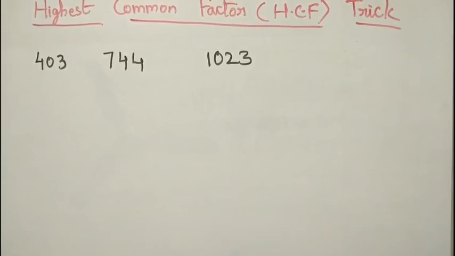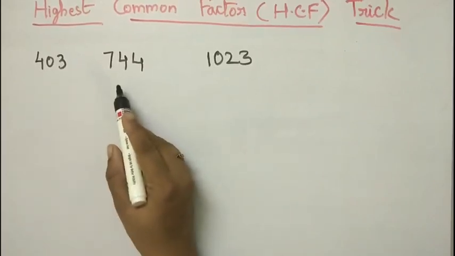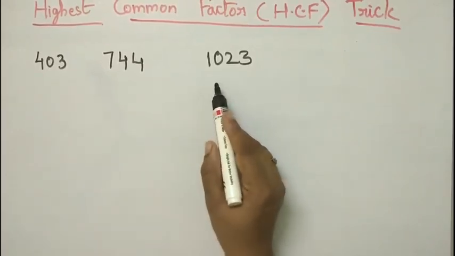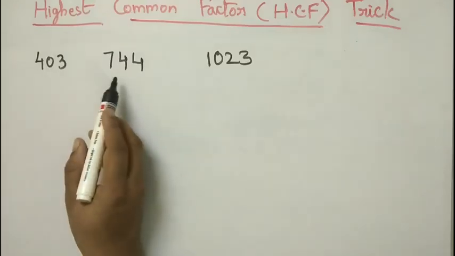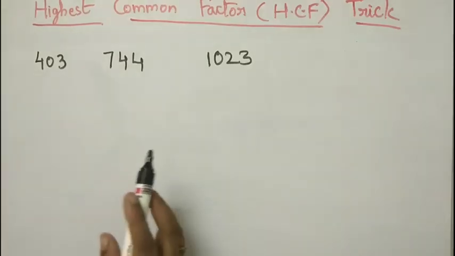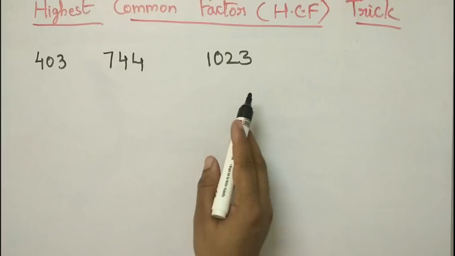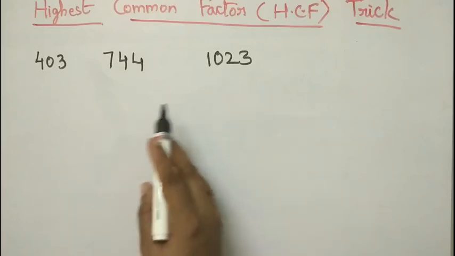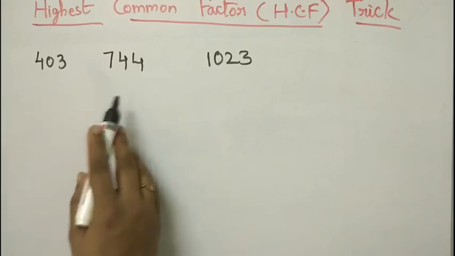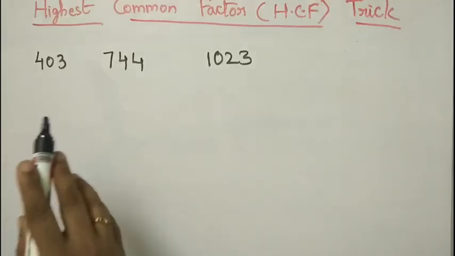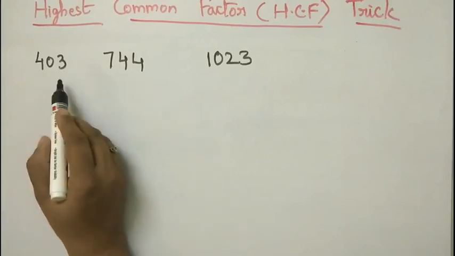of numbers. For example, here 3 numbers are given: 403, 744, 1023. If you find the HCF of the first two numbers, it is enough because the HCF value will be the same for all 3 numbers. If they ask to find more than 4 numbers also, it is enough to find the HCF of the first 2 numbers because it will be the same HCF for all the numbers. So it is enough to find the HCF of these 2 numbers.